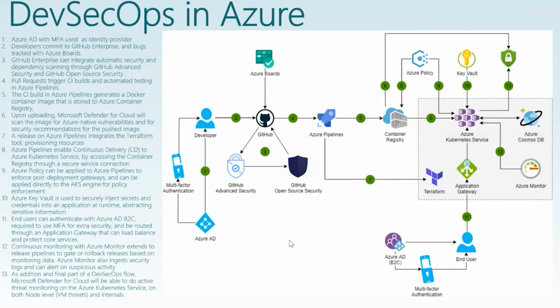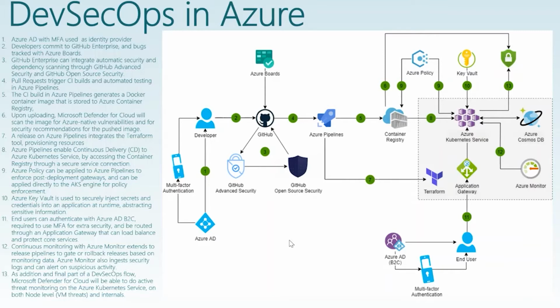So starting from the left hand side there, you've got Azure AD with MFA. So straight away you're verifying that users are who they say they are, and you're locking down assets. You're using Azure AD as your identity provider effectively. So developers then commit to GitHub, and bugs are tracked with Azure Boards. So fairly standard from a DevOps process.